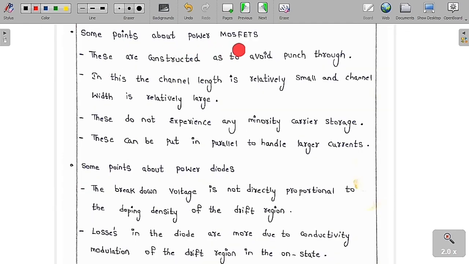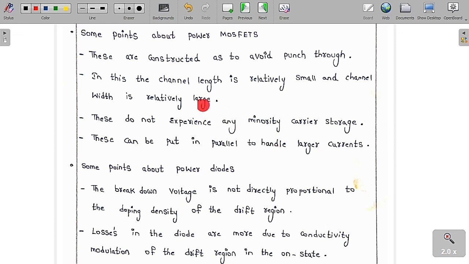Some important points regarding the power MOSFETs. These are constructed so as to avoid punch through. In this, the channel length is relatively small and the channel width is relatively large. The width is very large but the length is very small. These do not experience any minority carrier storage, only majority carriers. These can be put in parallel to handle large currents, because these are positive temperature coefficient devices for resistance, so we can go for parallel operation.